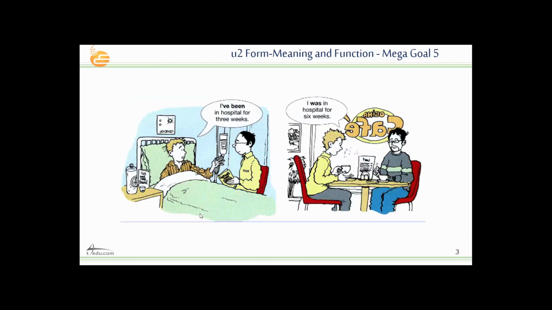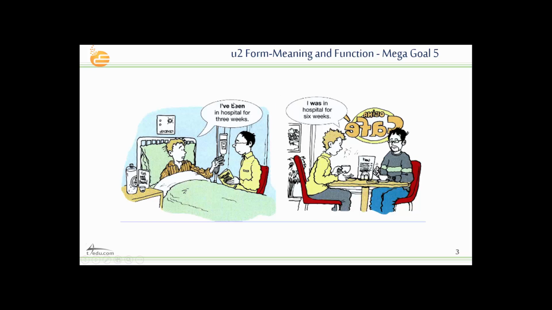So here, let's start. If we have a look at this picture, we can see that we have two scenes. The first one is for the patient who is, or was, in the hospital. He's saying that I've been in hospital for 3 weeks. The second scene is a different place. After being in hospital, he said that I was in hospital for 6 weeks. If we compare the two scenes, we find that in the first one he used the present perfect simple tense, been in hospital. In the second one, I was in hospital, he used the past simple tense. So what do you think?